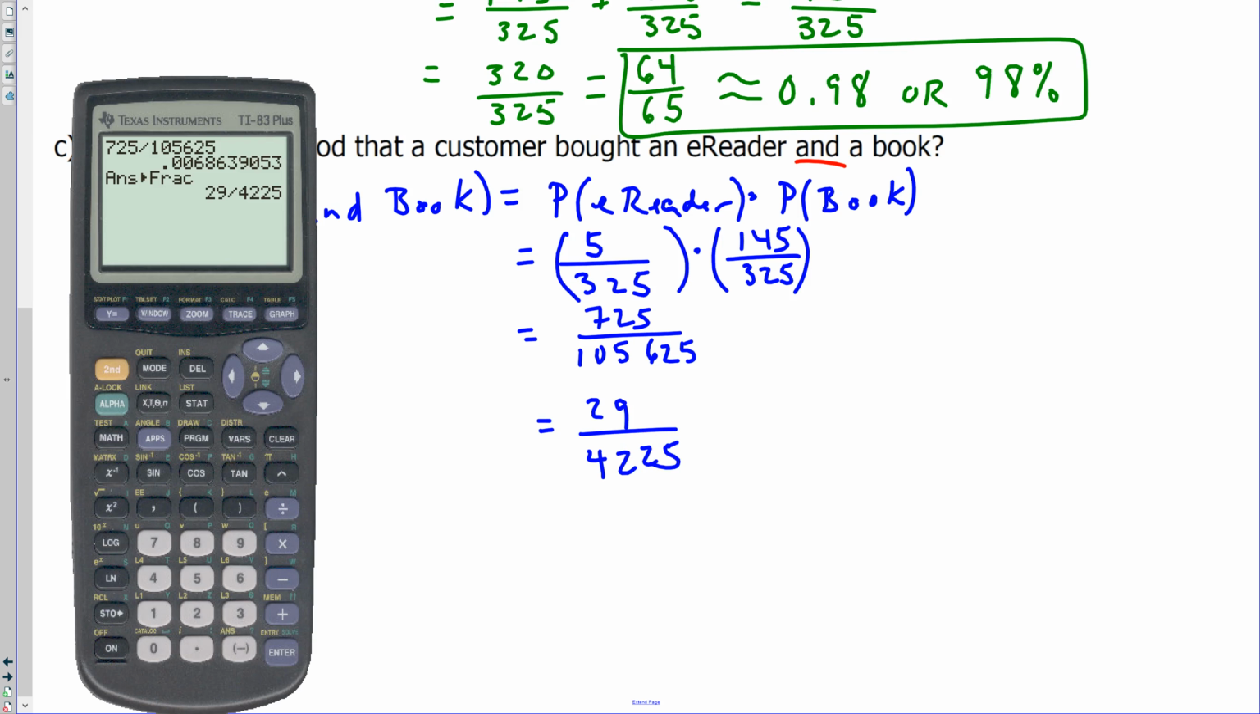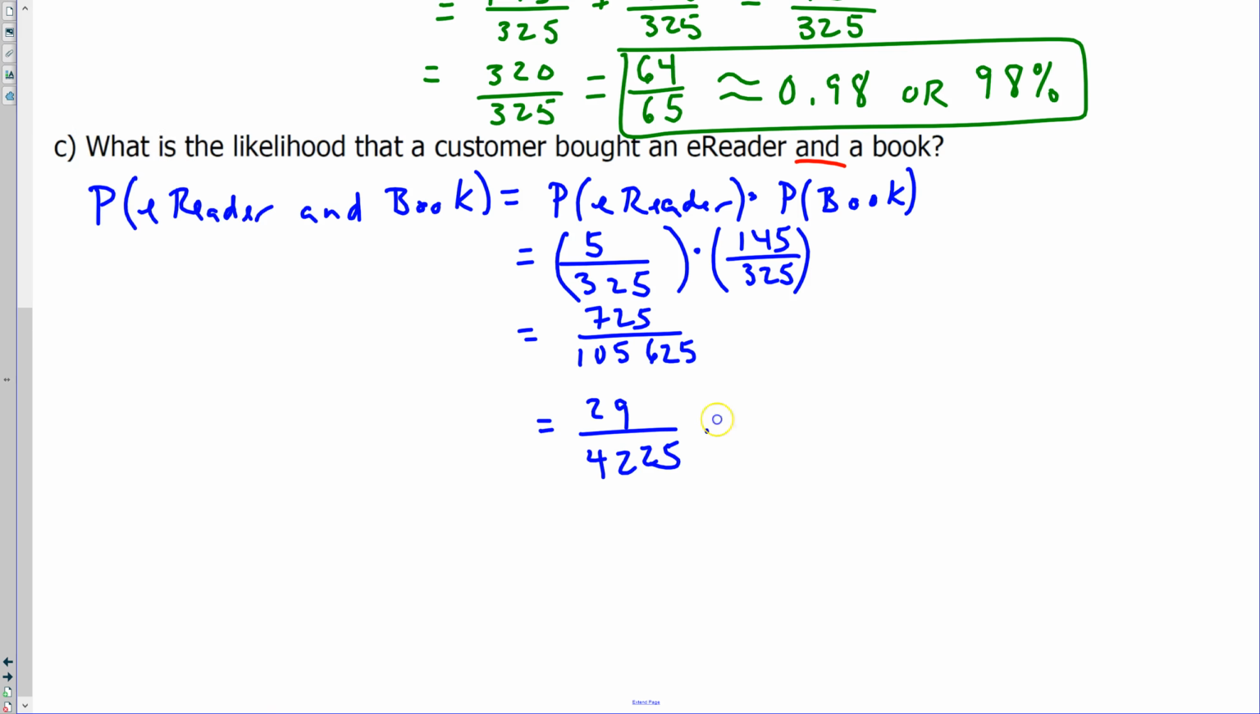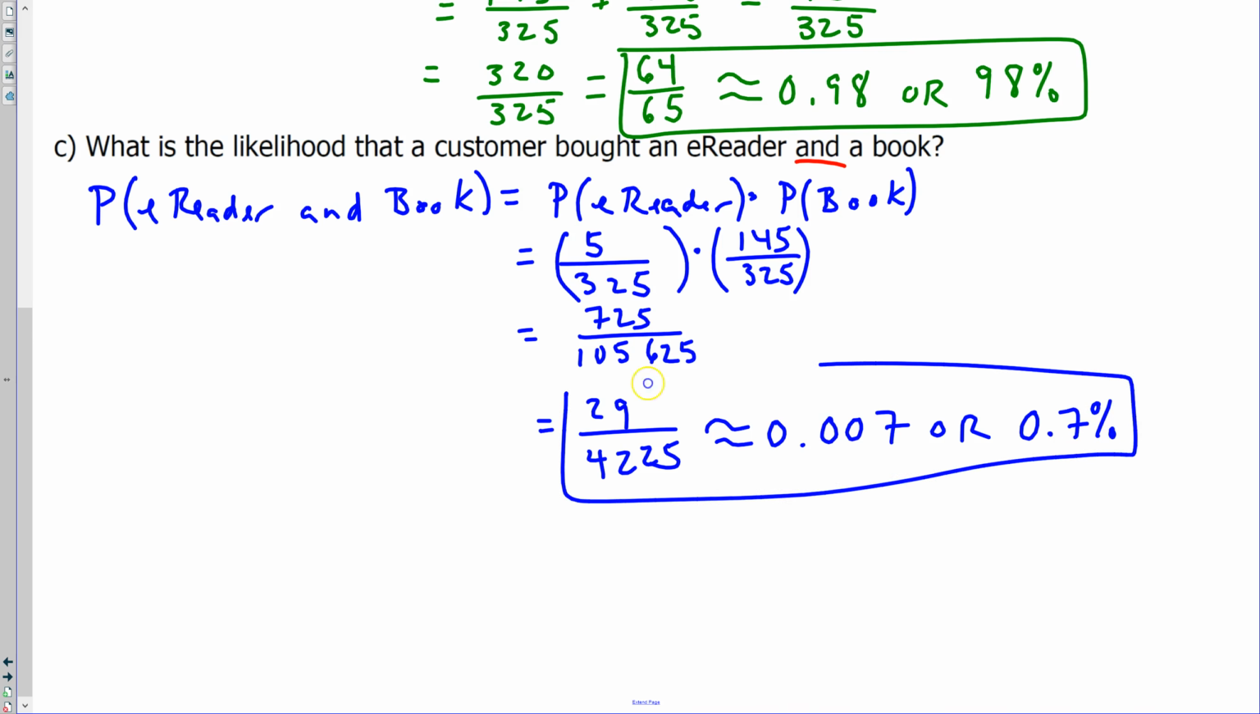And then our decimal was 0.007. Now here, when I write it as a percentage and I move my decimal point 2 places, I still have a decimal. So this is a very small percentage. It's 0.7%, right? It's less than 1%. That's super, super small. So not very likely that someone goes in and buys both those items.